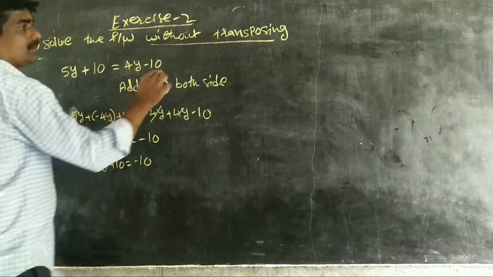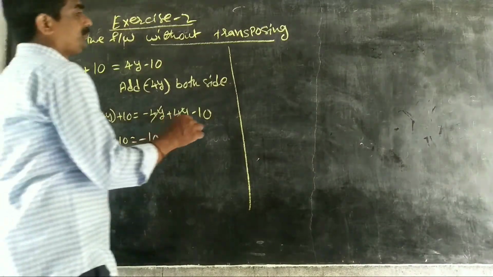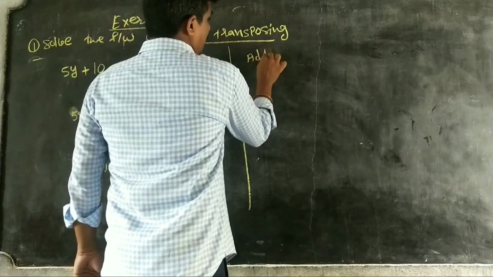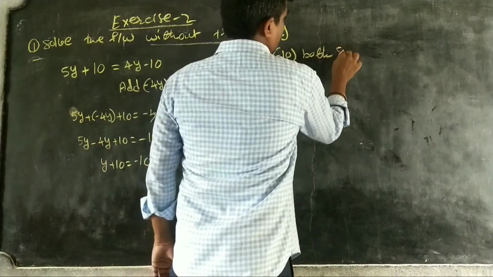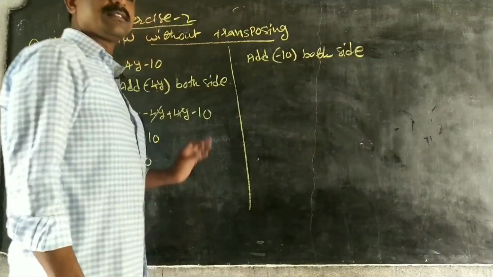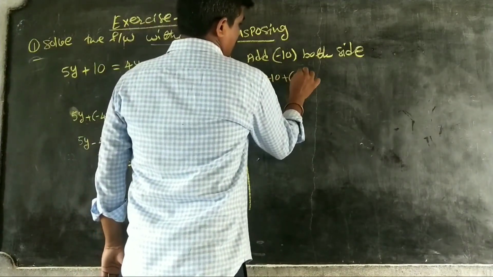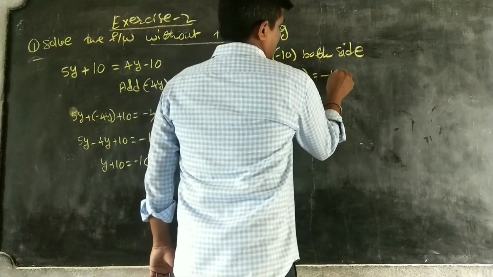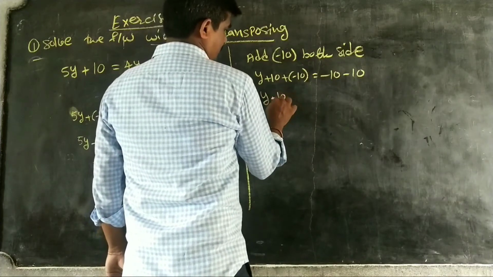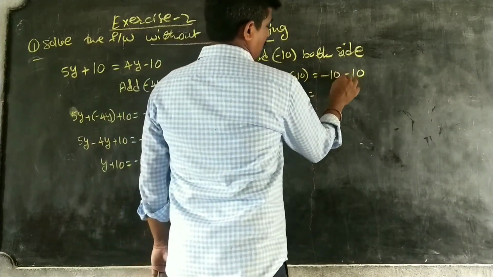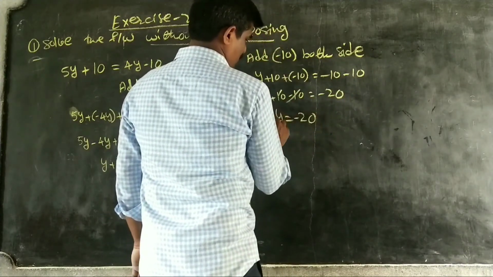Here we have plus 10. I want the value of only y. That's why again add minus 10 on both sides. So y plus 10 plus minus 10 is equal to minus 10 minus 10. Y is equal to minus 20.